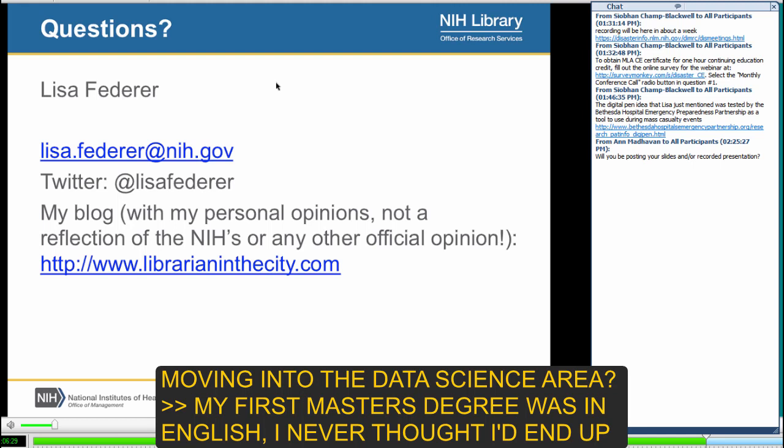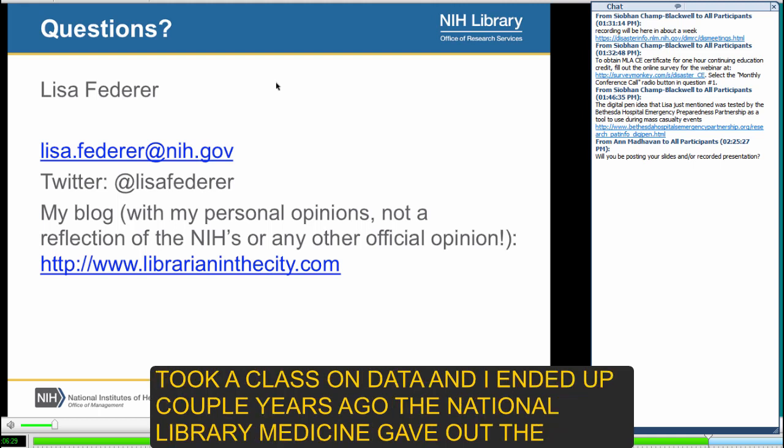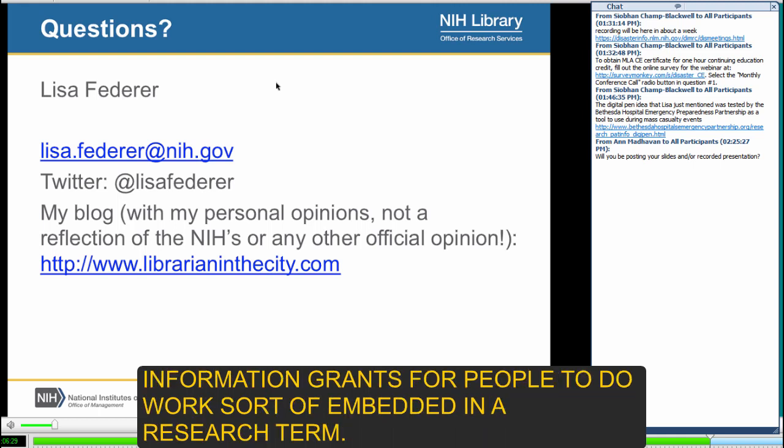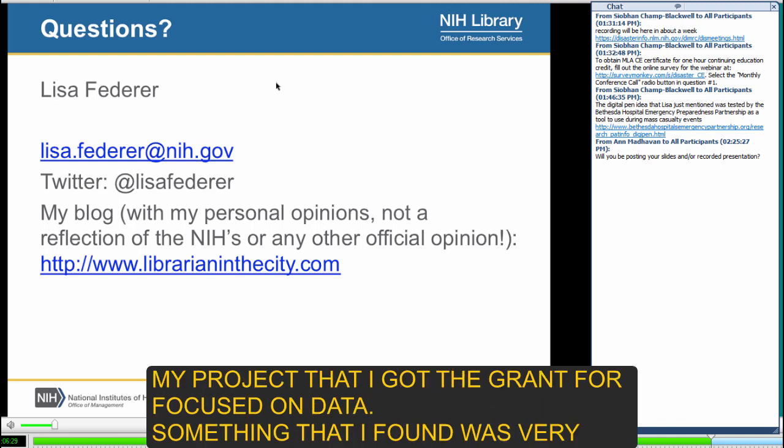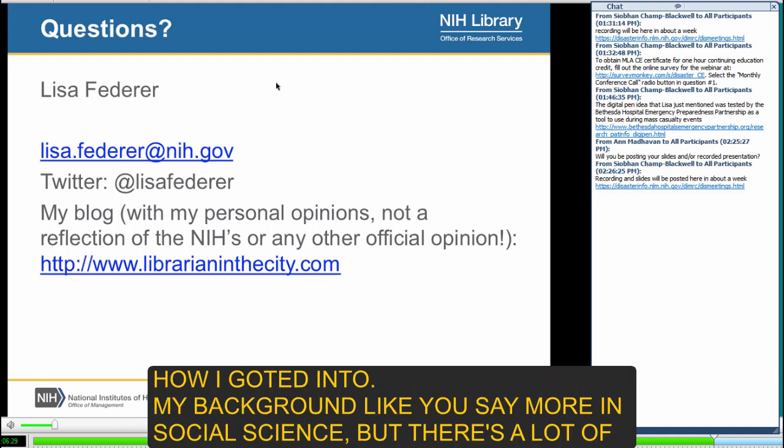My first master's degree was in English, and I never thought that I would end up being a data science librarian, but I was very interested in this when I was in library school, and I took a class on data. A couple of years ago, the National Library of Medicine gave out these informationist grants for people to do work embedded in a research team. And my project that I got the grant for focused on data. It was just something that I found very interesting, and it seemed like an area where people needed a lot of help and I could provide a lot of assistance. And so that is how I got interested.